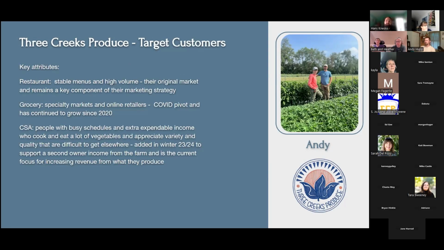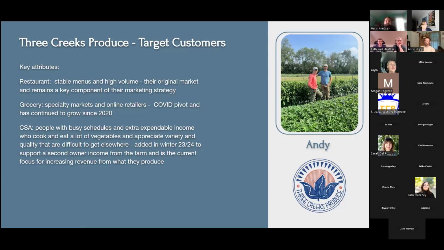And some of the key attributes they look for in their target customers are restaurants with stable menus and high volumes, very important. This is their original market, and it's very key to their continuing marketing strategy. They also sell to grocers, specialty markets, online retailers. This is a pivot during COVID and have continued to grow since then.